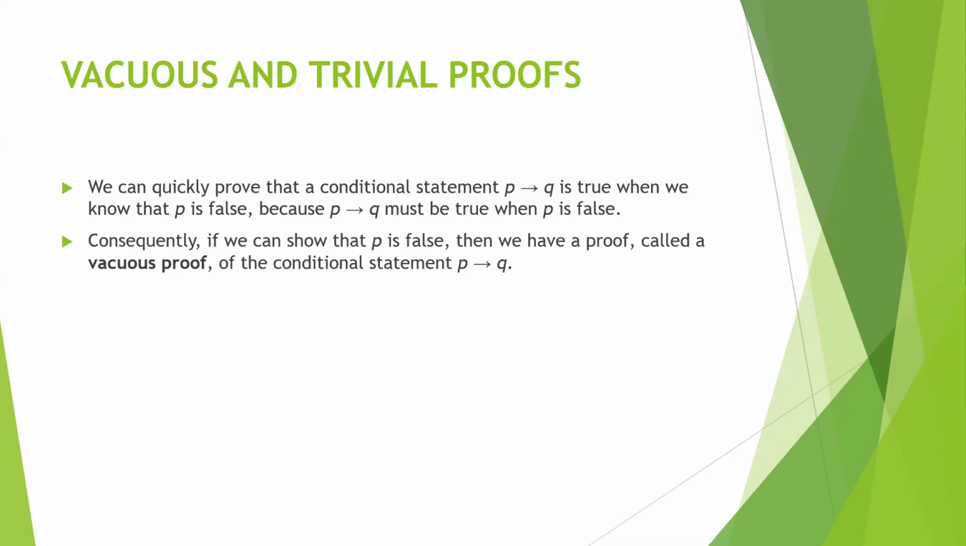We can quickly prove that a conditional statement P implies Q is true when we know that P is false, because P implies Q must be true when P is false. Before discussing this statement, let us go through the truth table.